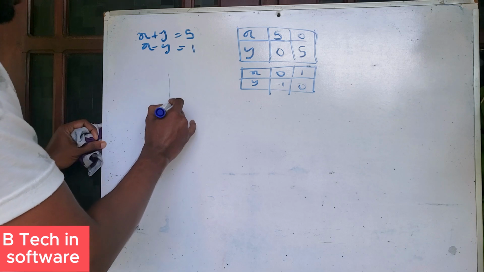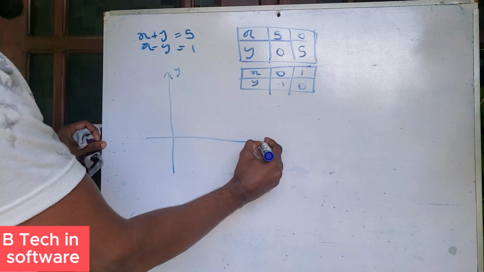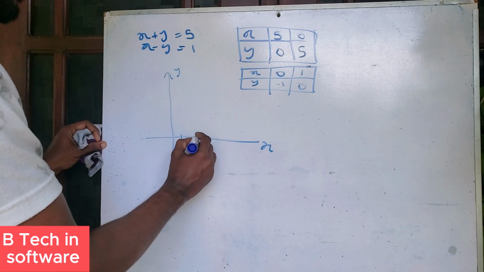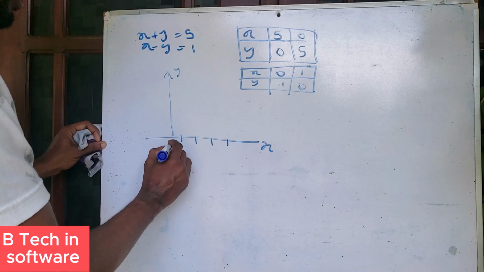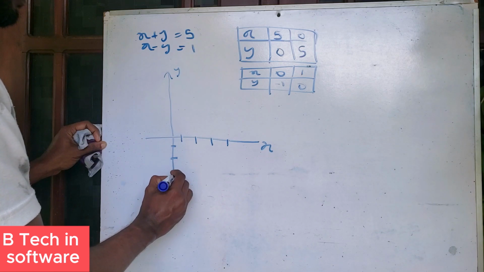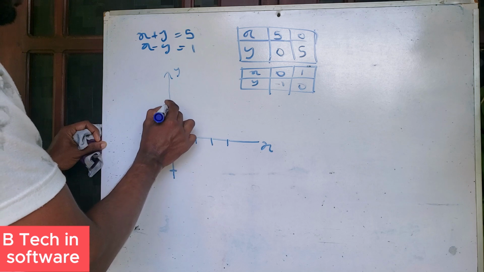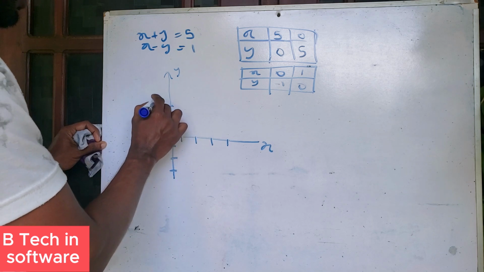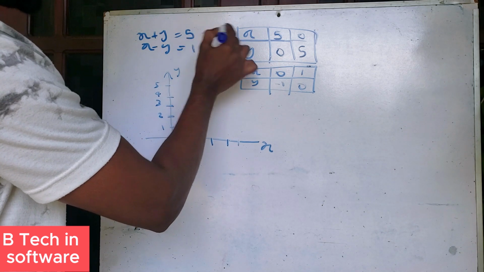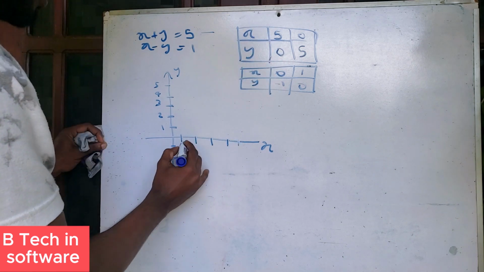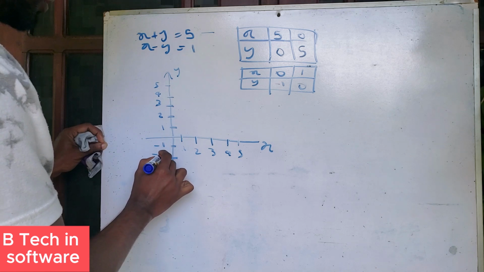Now I am going to draw a graph. This is the y axis, this is the x axis. 1, 2, 3, 1, 2, 1, 2, 3, 1, 2, 3, 4, 5. In the first equation, the x is 5. 1, 2, 3, 4, 5, minus 1, minus 2, minus 3.